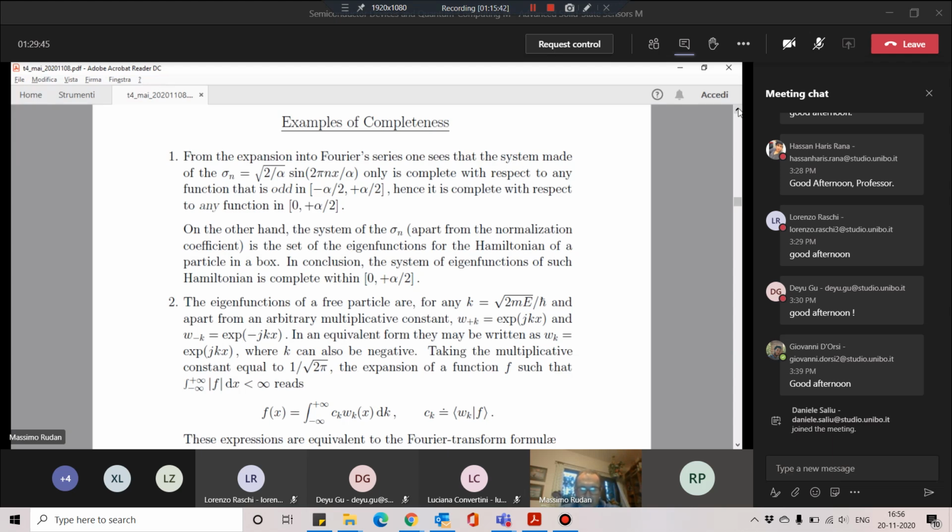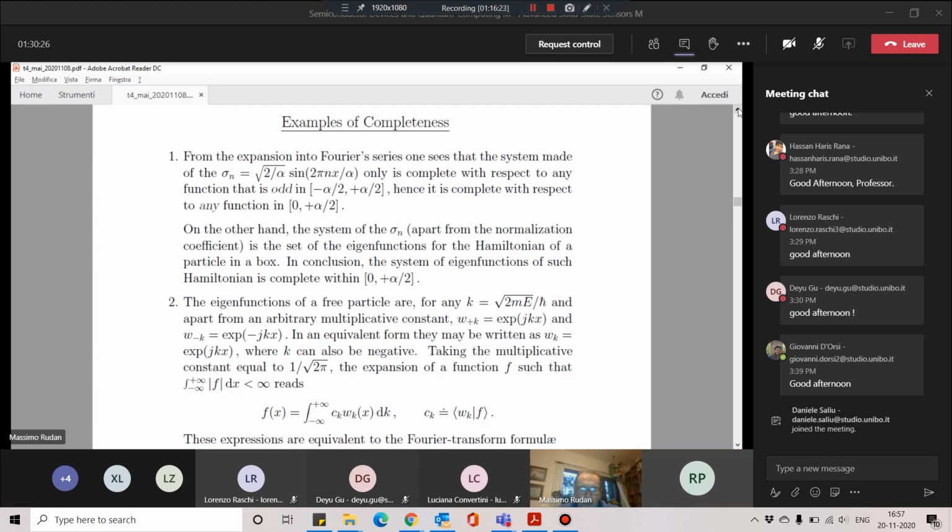The second example is the example of the free particle. Remember that for the free particle, we have found that given the eigenvalue E, that is the energy, that is some positive value, we construct k, and then the two eigenfunctions are exponential of j kx and exponential of minus j kx, v plus and v minus, okay?